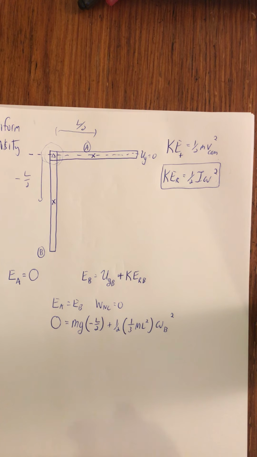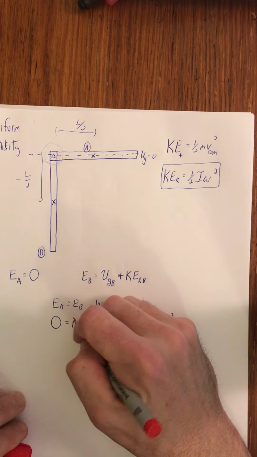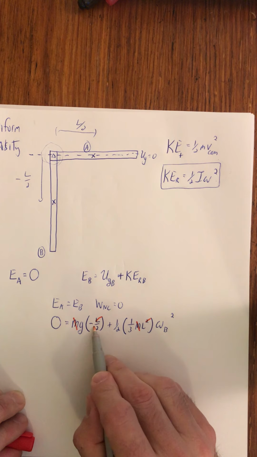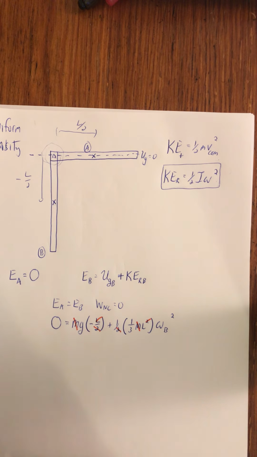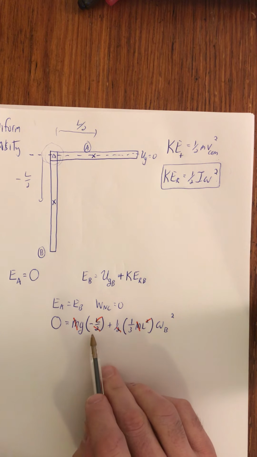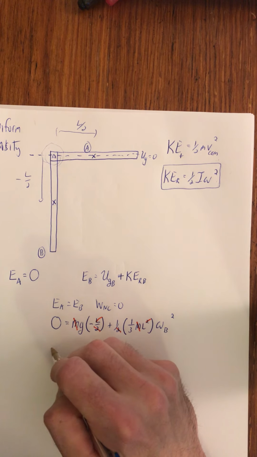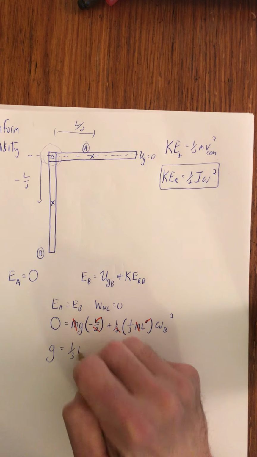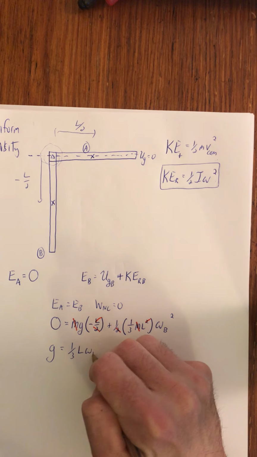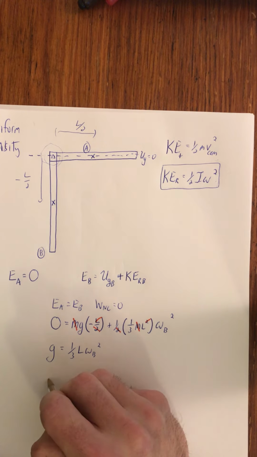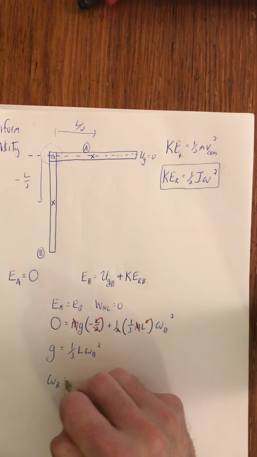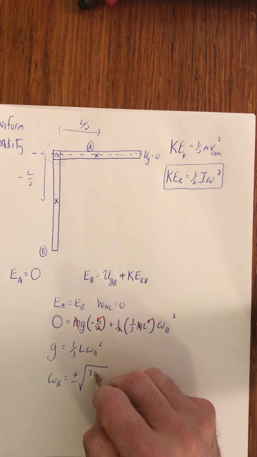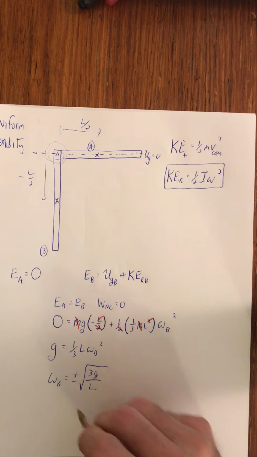Looking at that, the masses cancel, so nice. One of the L's cancel. You can see that this 2 and this 2 cancel. Let's clean it up. I'm going to bring this over to the other side. So I've got g equal to 1/3 L omega B squared, or omega B is equal to plus or minus the square root of 3g over L.